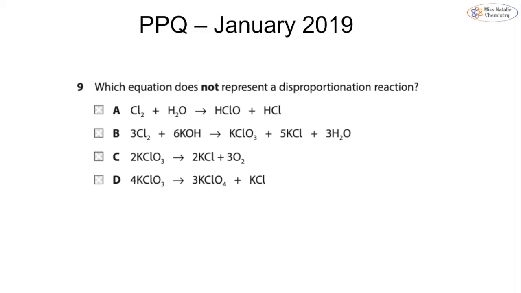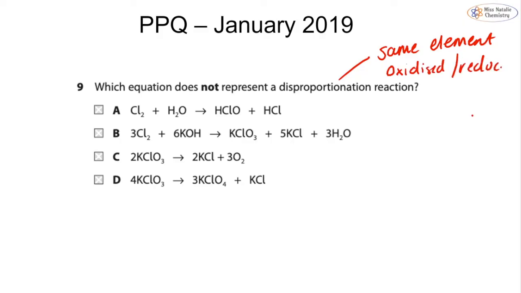topics. So for the multiple choice from the January 2019 paper, it is: which equation does not represent a disproportionation reaction? So remember, this is the same element being oxidized and reduced. So we should see the same element in 2 species of the products. That's a nice, easy way to determine if you have a disproportionation reaction or not.